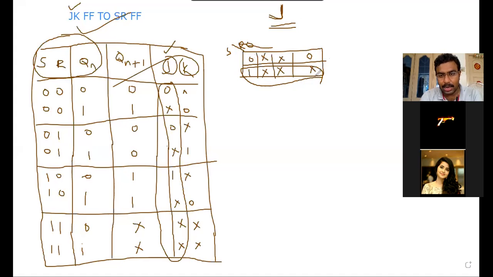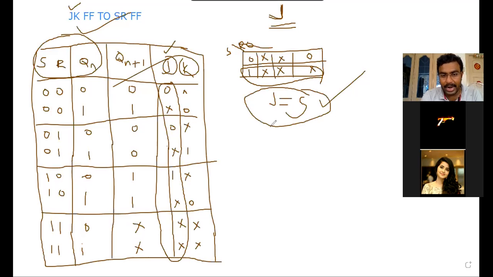Guys, if I make these 4 cells a quad, what will be the value? J is equal to, tell me the value of this quad, guys. Yes, S. Exactly, guys. So you got the value J is equal to S.